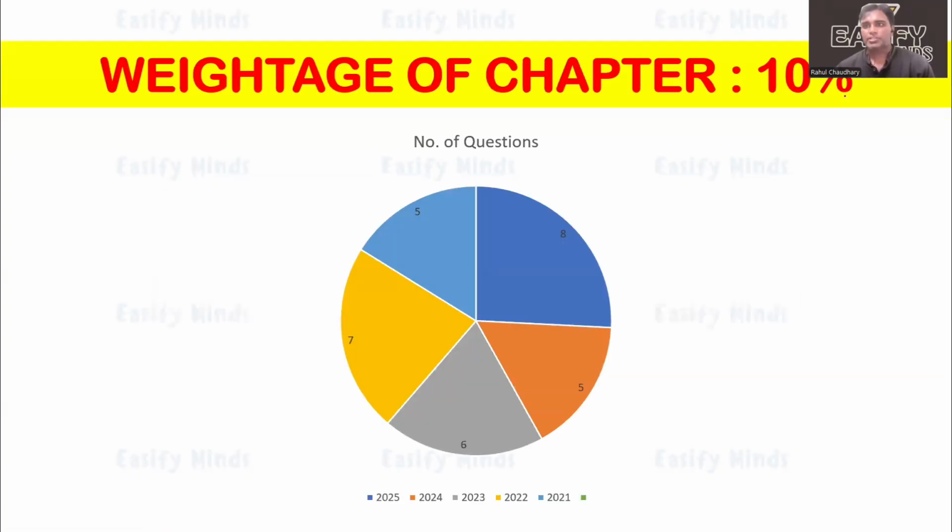First, understand the chapter weightage. Around 10% is the weightage of this chapter, if you can see on your mobile screen or laptop screen, whatever you are watching. In 2025, 8 questions came from matrices and determinants, 5 in 2024, 6 in 2023, 7 in 2022, and 5 in 2021. So it is a very good weightage, around 10%. It's a good chapter and a very easy chapter in the exam also.